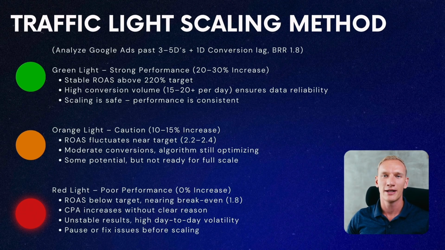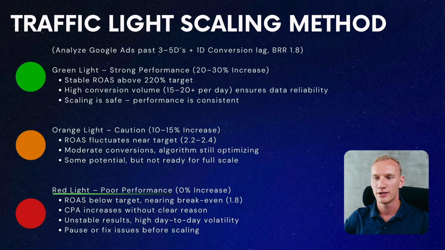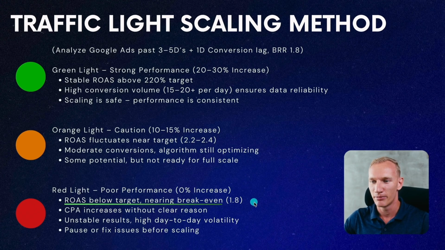So when you end up in the red light, you have a very poor performance, and actually a 0% increase of ad spend for this campaign. Which means that if your ROAS is below the target or near the break-even ROAS of 1.8, you don't touch the budget, you just leave it as it is for now.